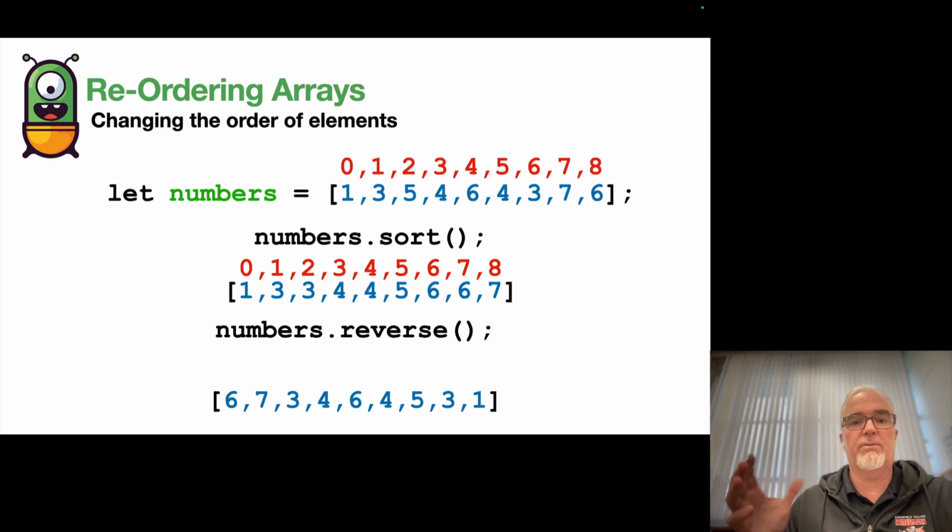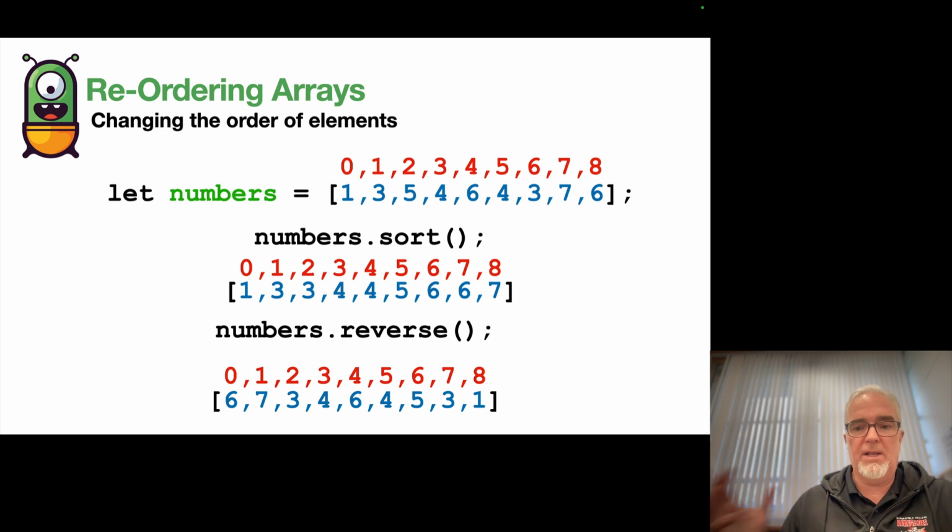But I can also just reverse the list, period. I can take that whole list at the top and I can flip it around so that now what was index 8 is now index 0 and so forth. So you can reverse or sort or do some combination of the two to get different kinds of results. So that's a really quick way to reorder arrays.